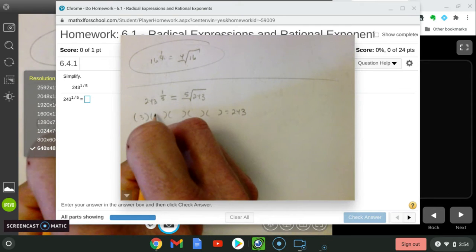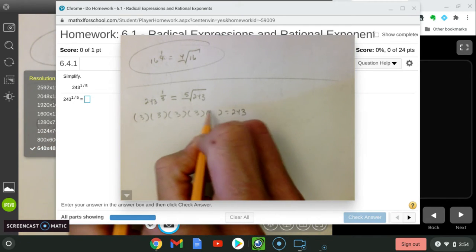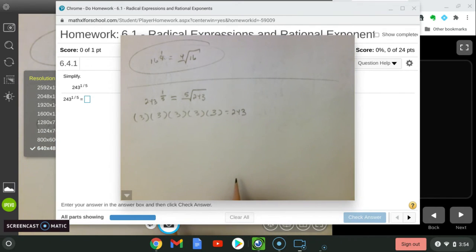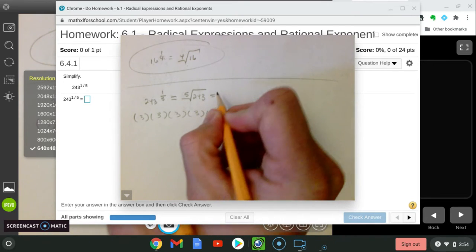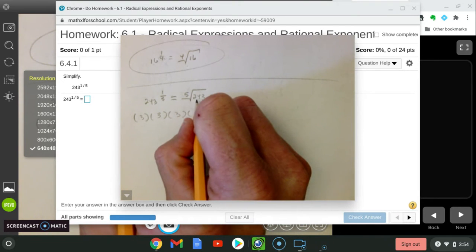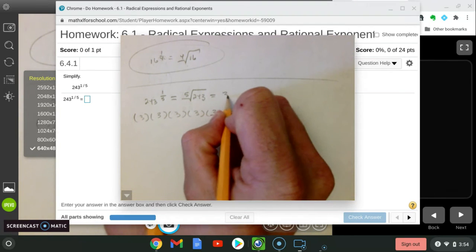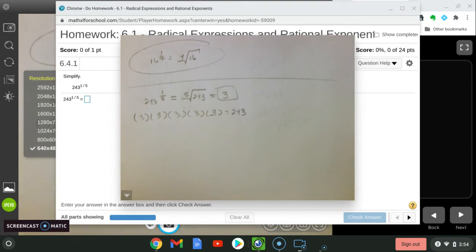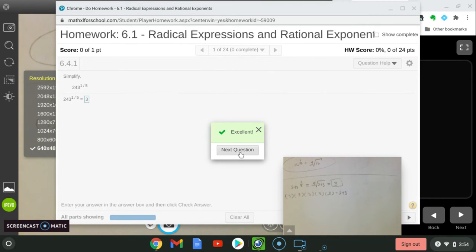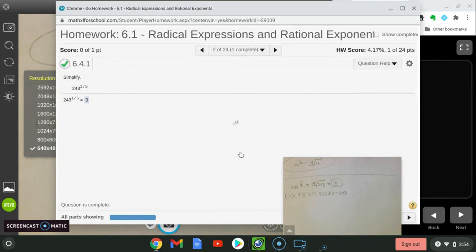Okay, so that works. 243 is 3 multiplied times itself 5 times. So what that means is the fifth root of 243 is 3. And we go ahead and we put that in. It tells us excellent work. And let's look at the next question.